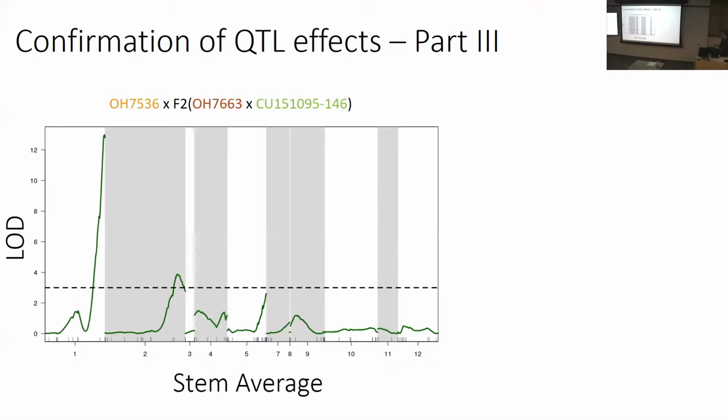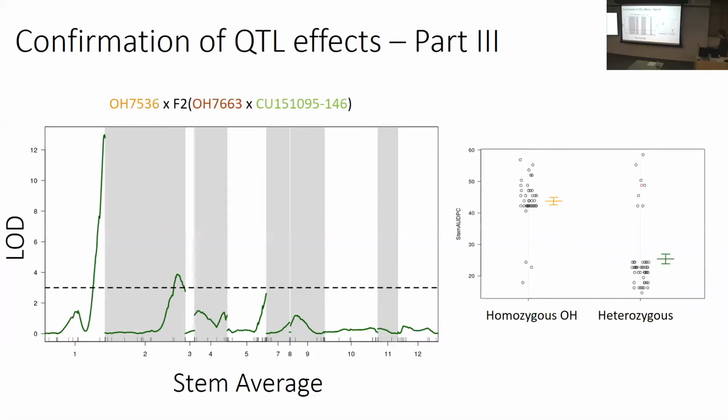we chose an F2 individual from this cross, this Ohio 7663 by 1095-146, and crossed it back to a different Ohio parent. This F2 happened to be fixed for chromosomes 5 and 9, and so we're actually amplifying artificially the effect of the chromosome 1 locus. And we do see a significant effect there.